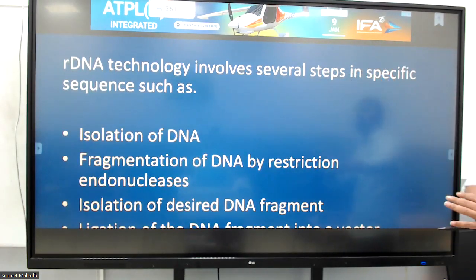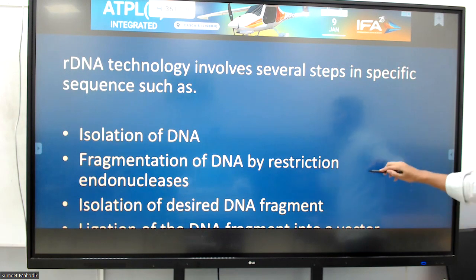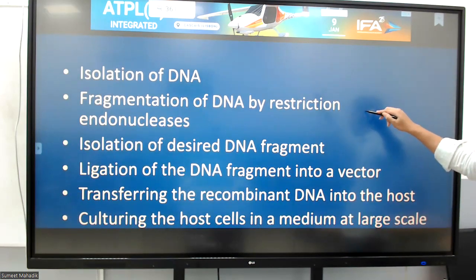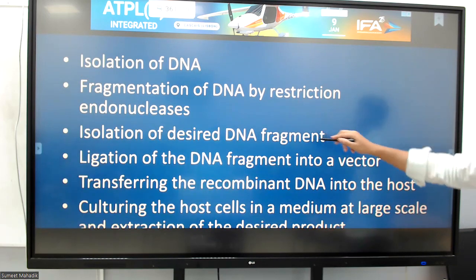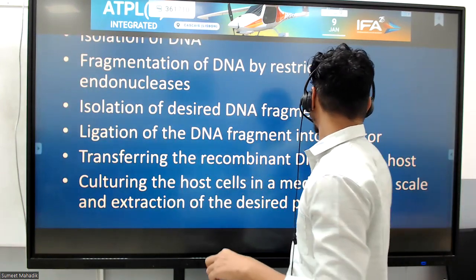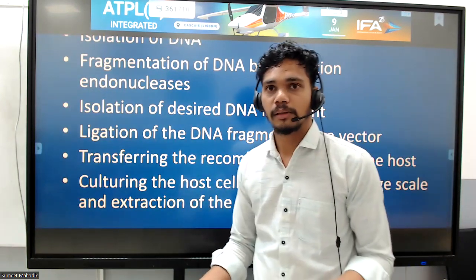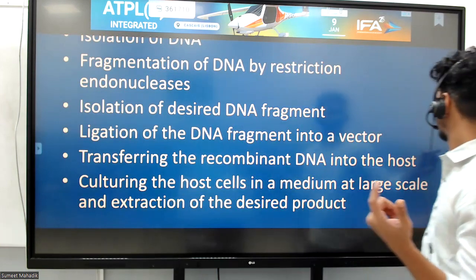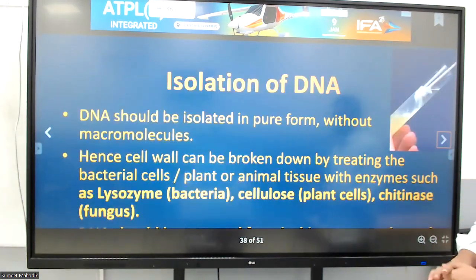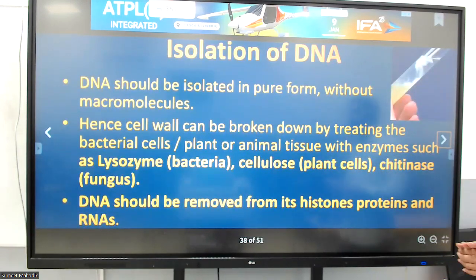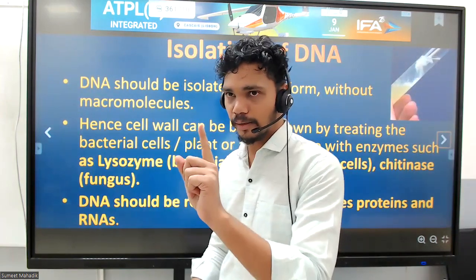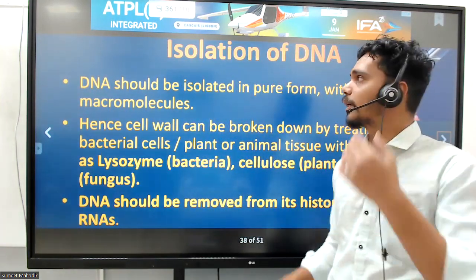rDNA technology involves several steps in a specific sequence, again the same thing: isolation, fragmentation, after which screening will be there, isolation of DNA fragments, ligation with DNA ligase, transferring the recombinant DNA into the host, and culturing. Same things. Isolation of the DNA, same thing we are doing. But here something is different. So what is the difference? I just want to tell you.